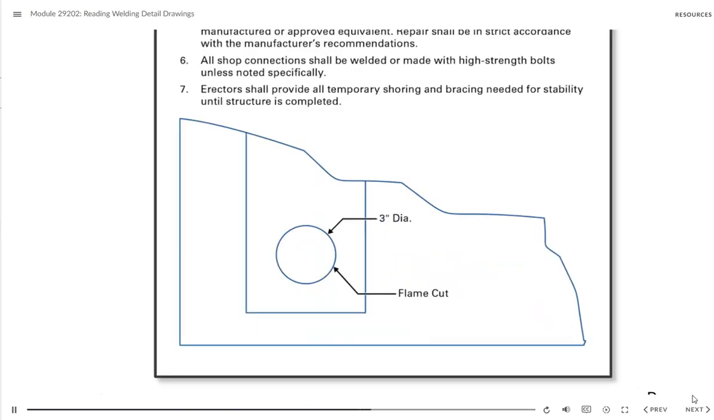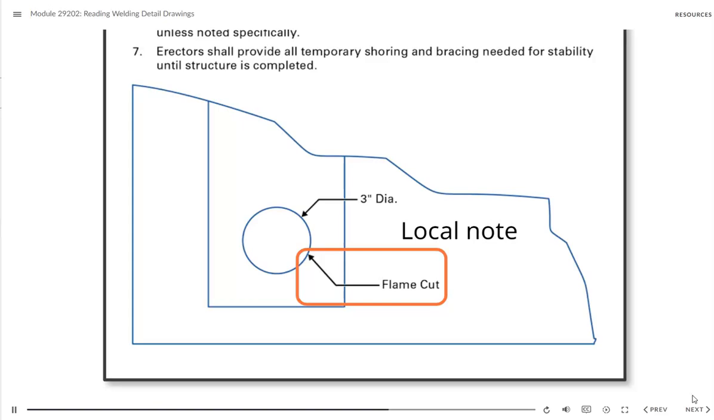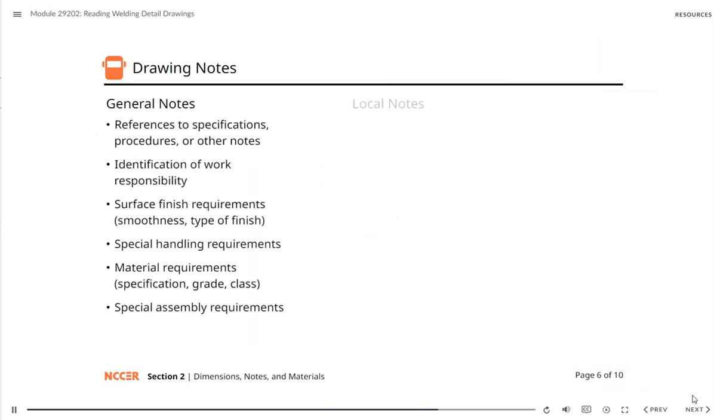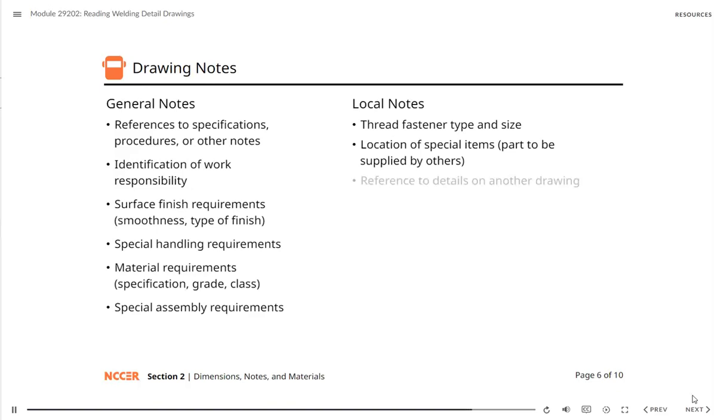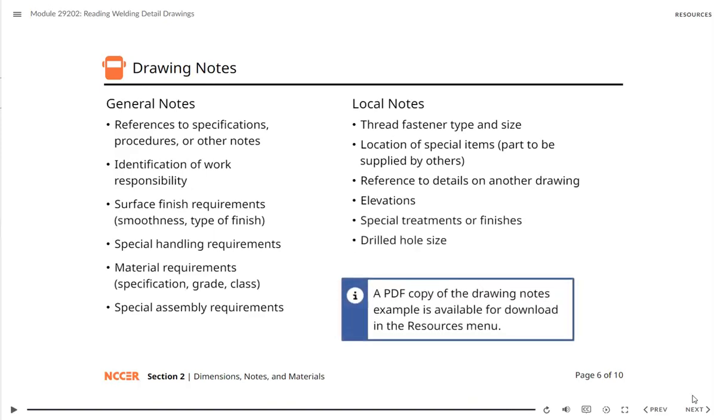Local notes apply to a specific part of an object and are found near one of the views that shows the part. Items typically found in local notes include thread fastener type and size, location of special items, reference to details on another drawing, elevations, special treatments or finishes, and drilled hole size.